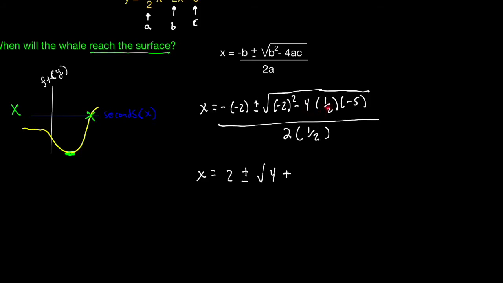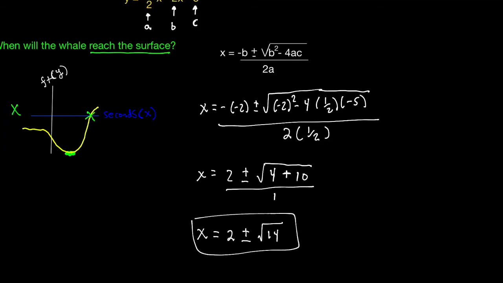And now I'm going to multiply these three numbers together. 4 times 1/2, that's going to be 2. And then 2 times 5 is going to be 10. Here in the denominator, 2 times 1/2 is going to be 1. And this is going to simplify to x equal to 2 plus or minus the square root of 4 plus 10, which is 14. And these are the exact solutions.